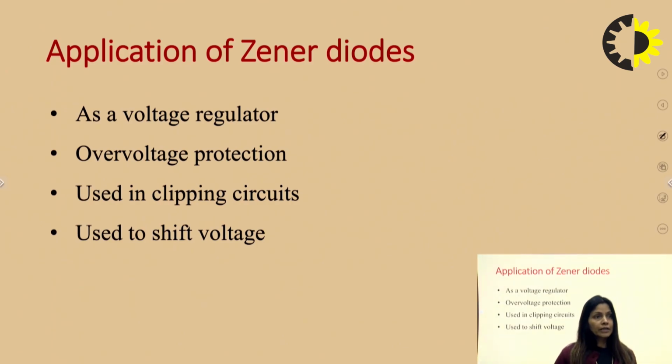Now the applications of the Zener diode: it acts as a voltage regulator. It works as an over voltage protecting device. It may also be used in clipping circuits, and it can also shift the voltages across the load resistance. So you can also shift the voltage level. It can act as a voltage regulator. Now the Zener diode has been covered, and thank you.